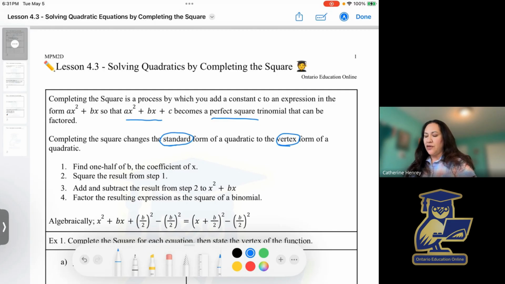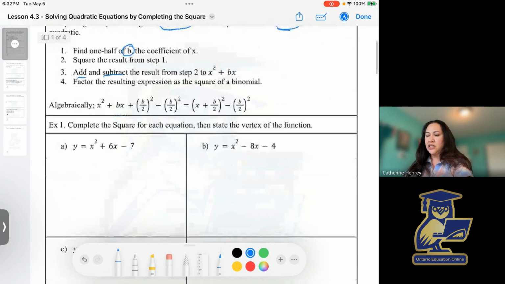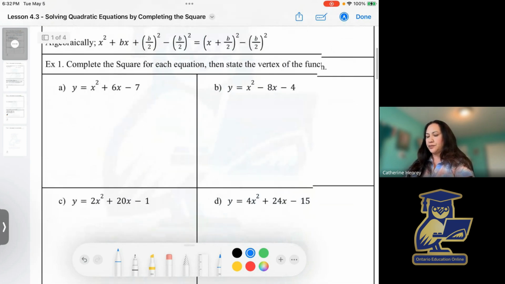So we have to find 1/2 of b, which is the coefficient of the x term, and divide it by 2. We square that result, and then we add and subtract the result from step 2 to x squared plus bx. Then we factor the perfect square trinomial, and then we get the resulting expression. So let's take a look at an example.